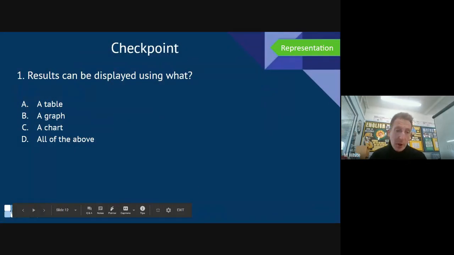So, a few checkpoint questions. Results can be displayed using what? A, a table, B, a graph, C, a chart, or D, all of the above. Okay. Remember, just answer your questions either on a Google Doc or a piece of paper, and make sure you record them all before we get to the answers, which is in a few slides time.